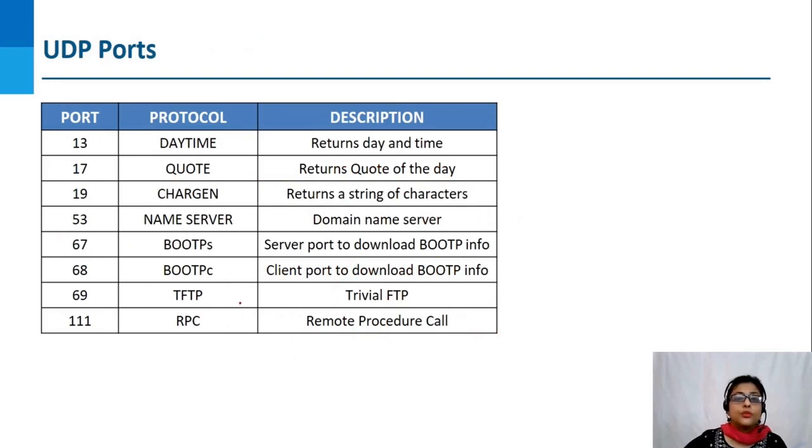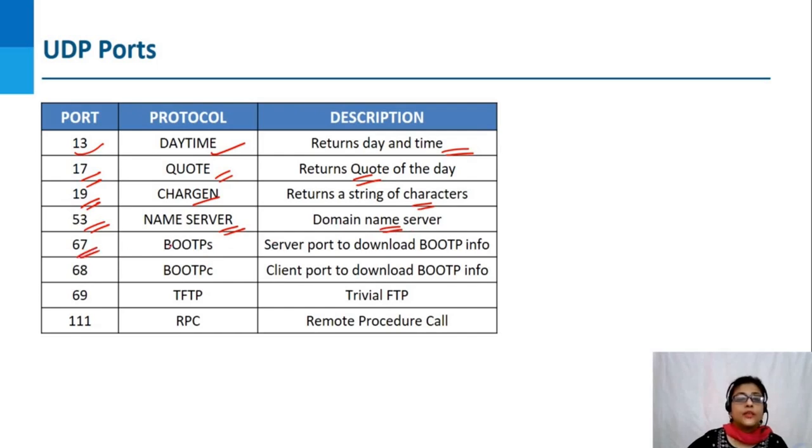Some of the famous UDP ports are given here. Port number 13 is the daytime protocol, and what it does is return the day and time. The client makes a request and the server returns the day and time by running this process. Port number 17 gives the quote protocol. It returns the quote of the day from the server. Port number 19 is chargen. It returns a string of characters as requested by the client to the server. Port number 53 is the name server. It gives the domain name server. As per the name, it gives back the IP address.